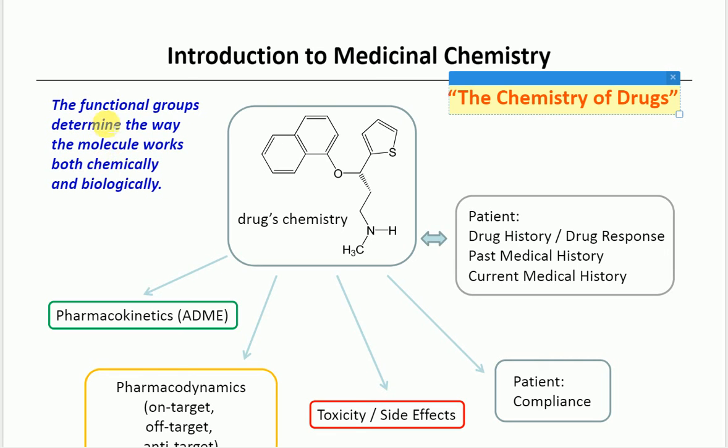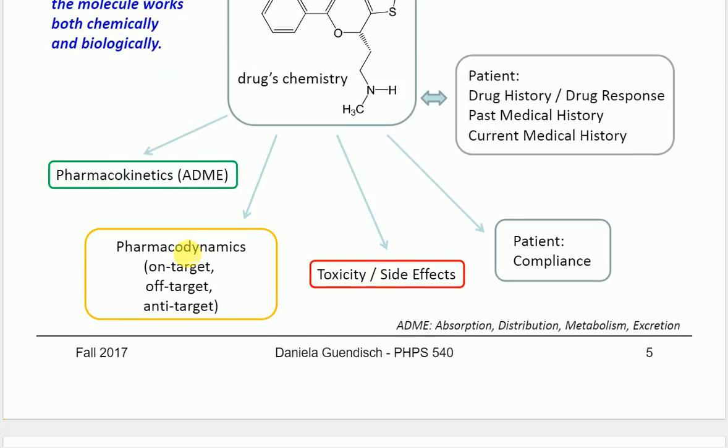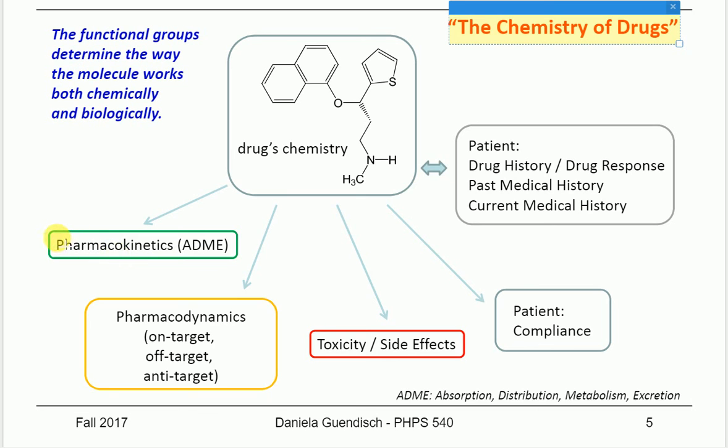So the functional groups determine the way the molecule works, both chemically and biologically. So this is the center carbon, and this is an example. See, these are some of the functional groups on it. Some important terms to note are pharmacokinetics, ADME, which stands for absorption, distribution, metabolism, and excretion.